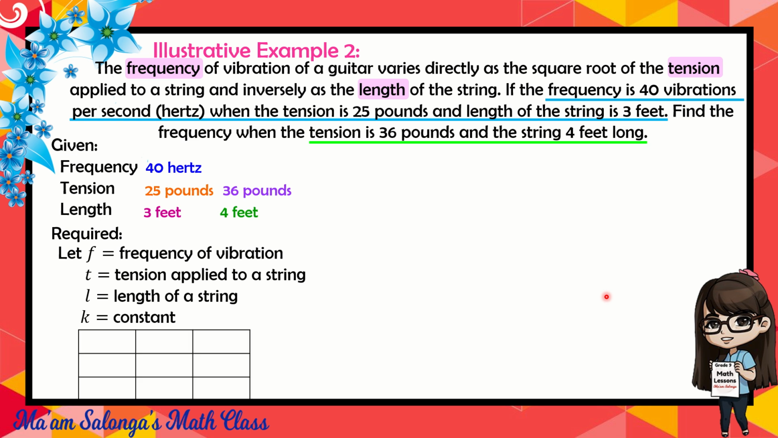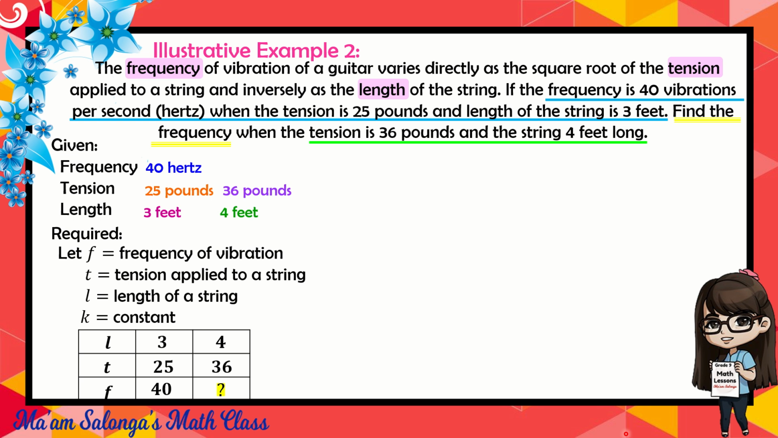By creating a table, we will put the dependent variable F below, and then we will put the two independent variables above. Since the unknown is the frequency, we will put the question mark here. And then we will input the given to our table. So the frequency is 40, the tension is 25 and 36, the length is 3 feet and 4 feet. Since we already completed this, we may now proceed to the 4 steps.